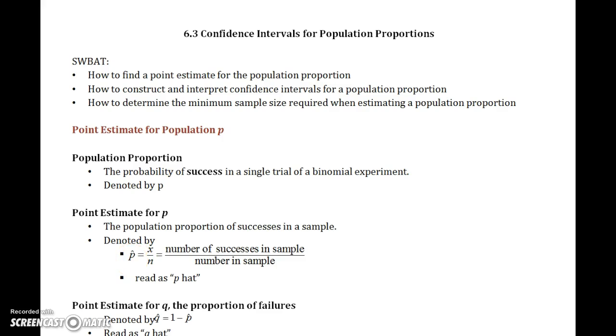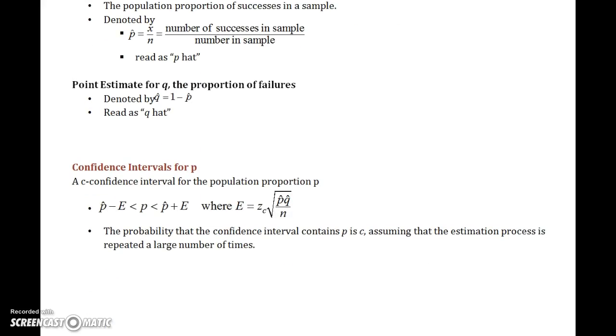And then the next portion of this is for the proportion of failures. So that's the Q. We've seen that before, and that's Q hat equals 1 minus P hat. So if you can only have this or that, and the proportion for success is P hat, then Q hat is just going to be 1 minus that, because it's the remaining portion. So the next thing is confidence intervals for P. This is how we'll construct it now.